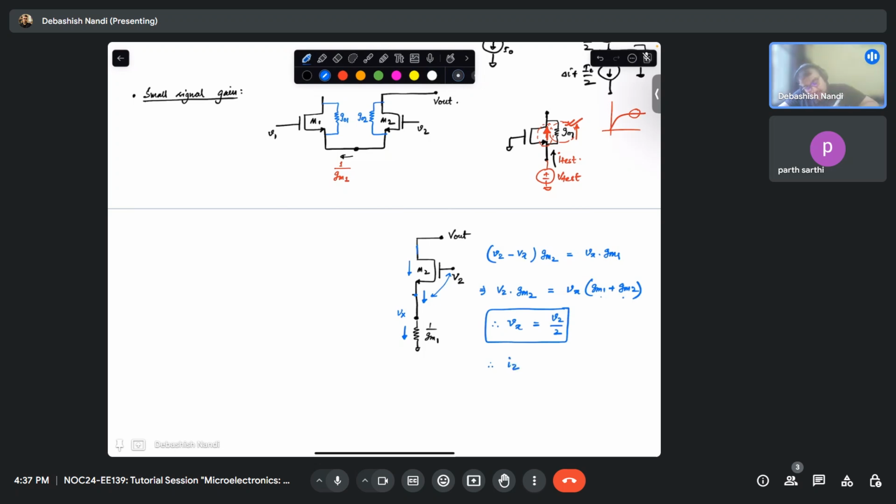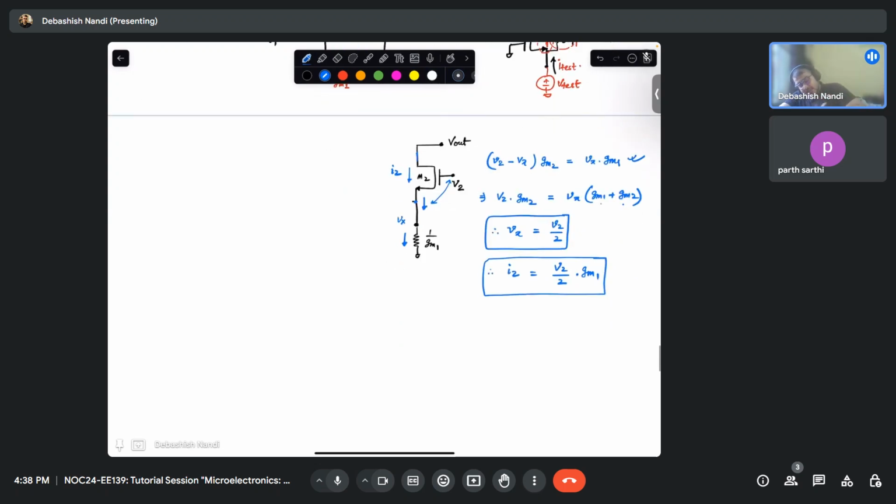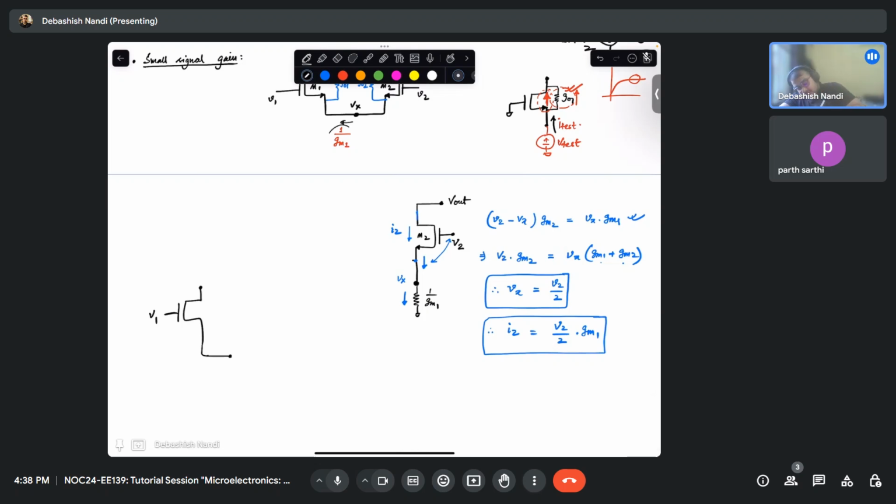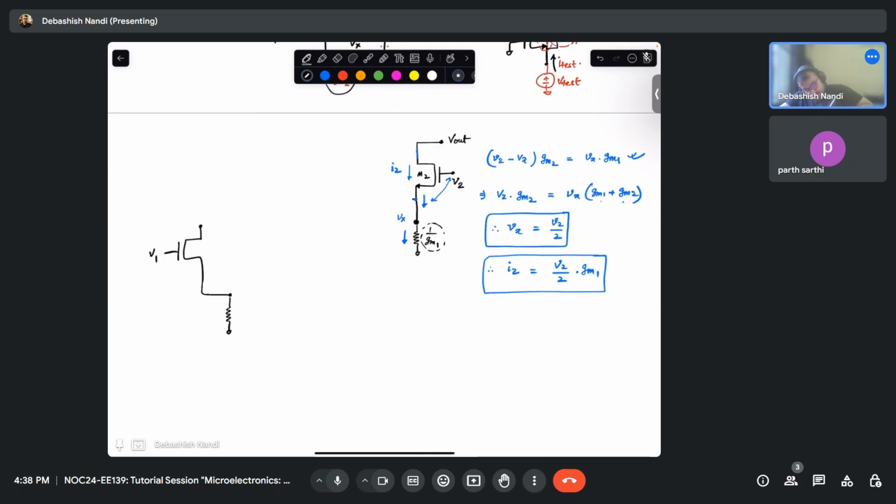And what is your I2 then? Let's call it I2. I2 will be V2 by 2 times GM1 from this equation. Similarly, if you analyze your other branch, let's say this is your V1 and this point is your Vx, right? Beyond that, you are seeing 1 over GM1. That is why you have put it 1 over GM1. So in this case also you will see 1 over GM2. So one current will flow here and this is your Vx. Similarly, your I1 will be V1 by 2 times GM1.